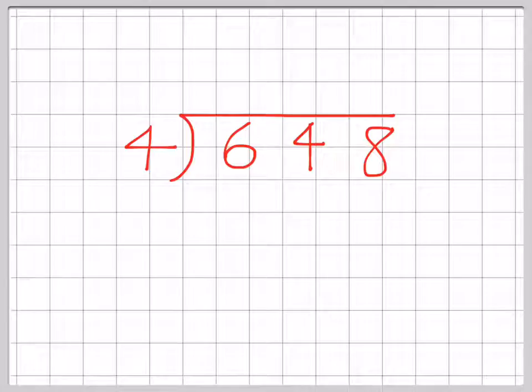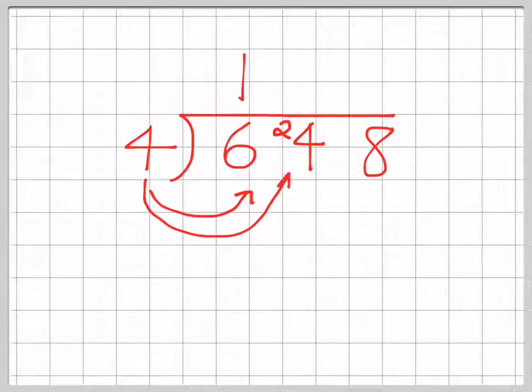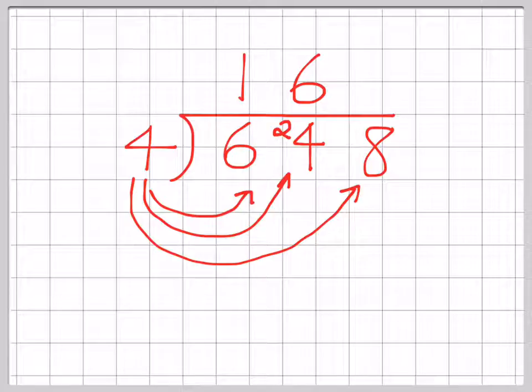Another example, 648 divided by 4. How many 4's are there in 6? Well, there's 1, which would make 4, so that means we've got 2 left over. So our 2 remainder or 2 left over goes in front of the 4. That makes 24. Next we say, how many 4's are there in 24? And the answer to that is 6, with none left over. Then, how many 4's are there in 8? There are 2. So 648 divided by 4 would give us 162.